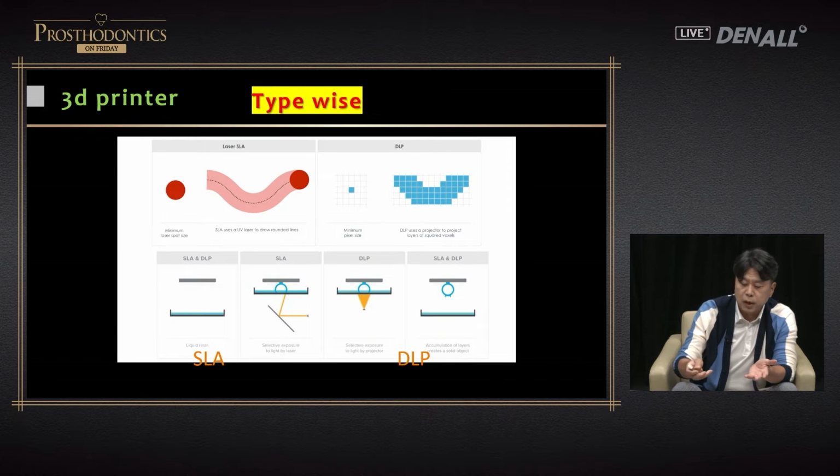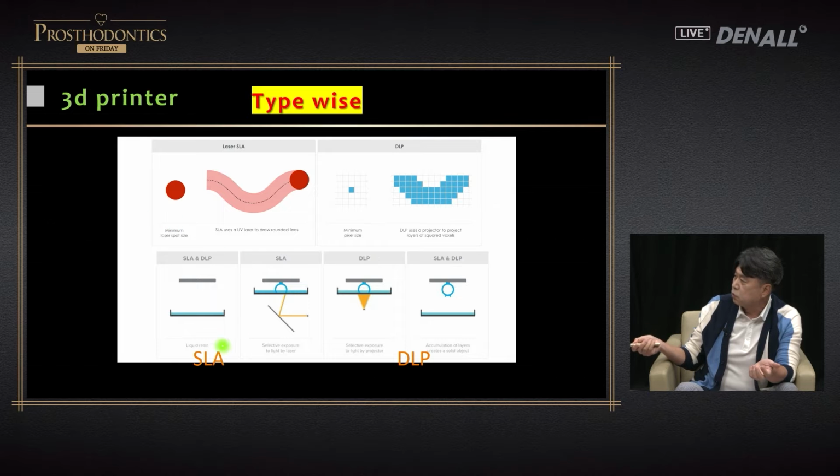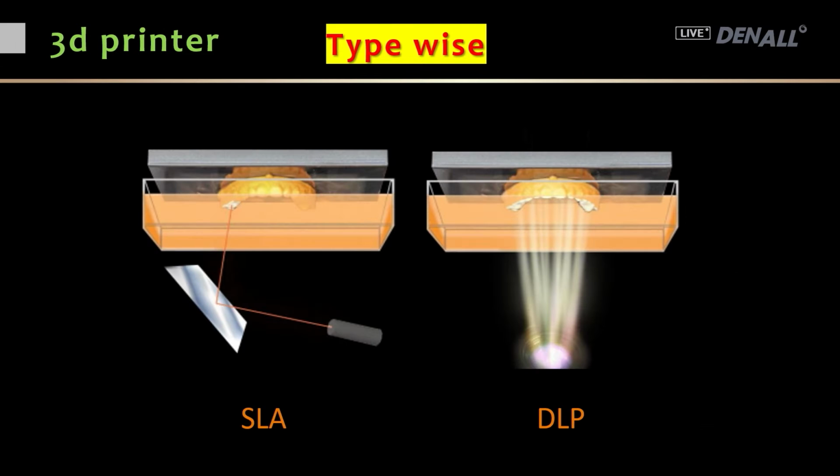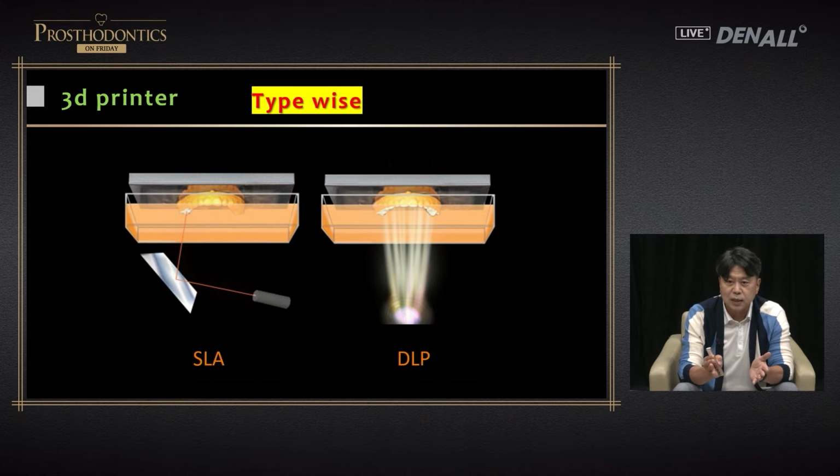At the bottom, in the water tanks, so this is the water tank, resin is there, and this is the platform. The model is created here. So it starts from here in the laser type. The red dots are irradiated, and in DLP, an image is projected layer by layer. The output product is the same from SLA and DLP. They are hanging below the platform.